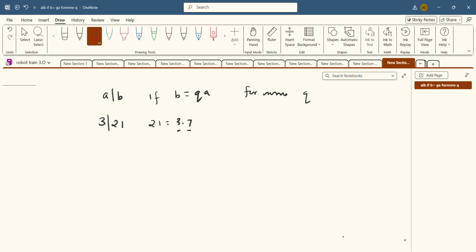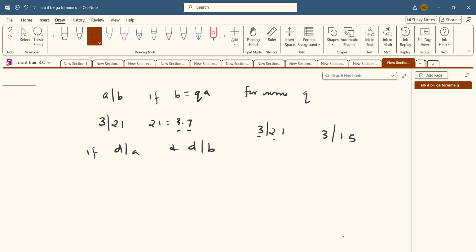From this we can define common divisor also. Let A and B be any two integers. Then an integer D is called a common divisor of A and B if D divides A and D divides B. We have the same example also. 3 divides 21 and 3 divides 15.